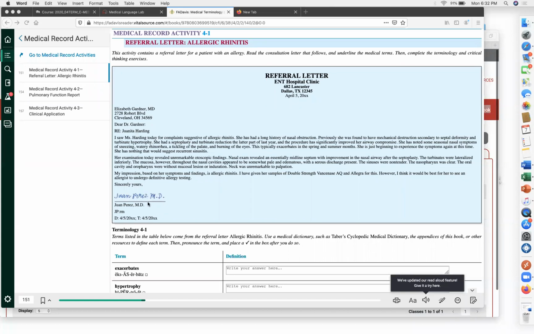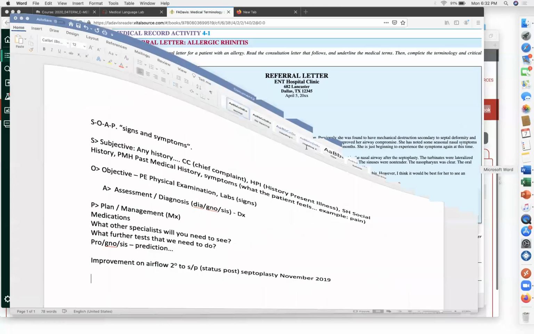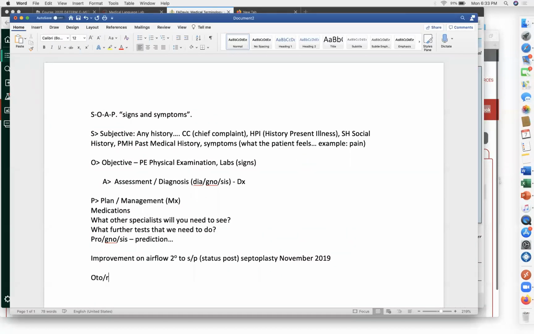So, what kind of doctor is Dr. Perez? She deals with what? The sinuses, the nose, right? So she's an ear, nose, and throat specialist. And an ear, nose, and throat specialist is, let's write it here, otorhinolaryngologist. So it's a person who practices or studies oto, ears, rhino, nose, laryngo, throat, also known as ENT specialist. ENT is ears, nose, and throat.